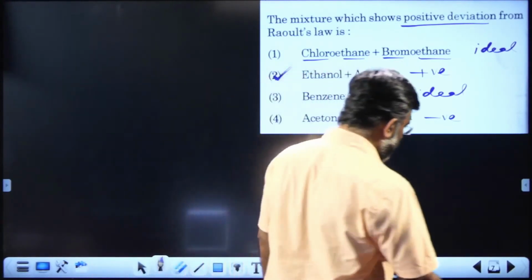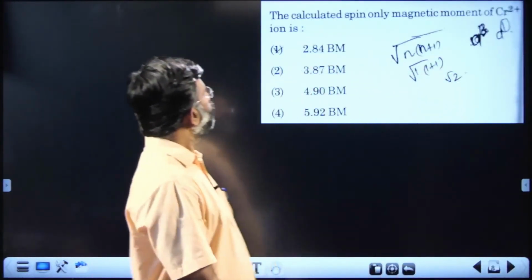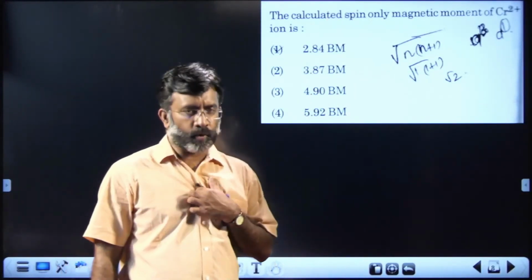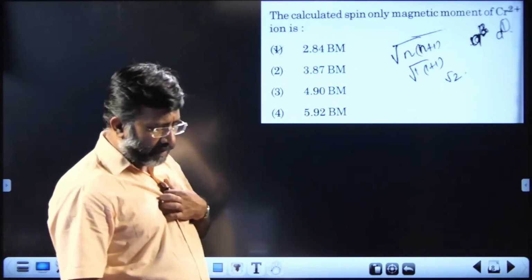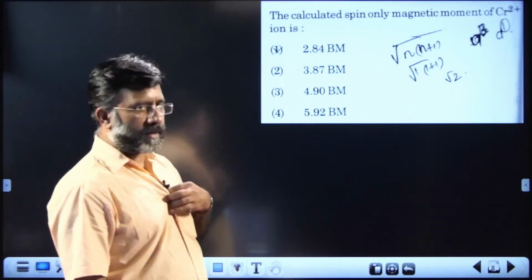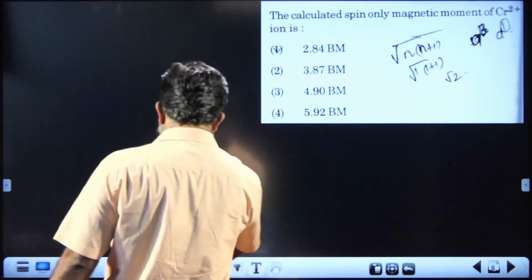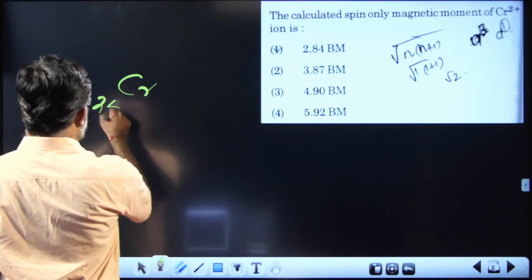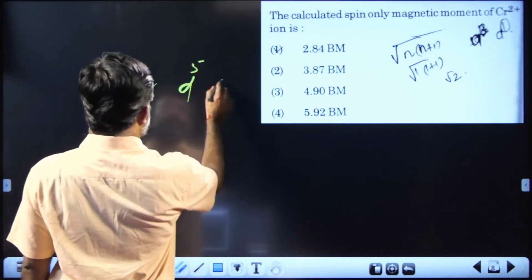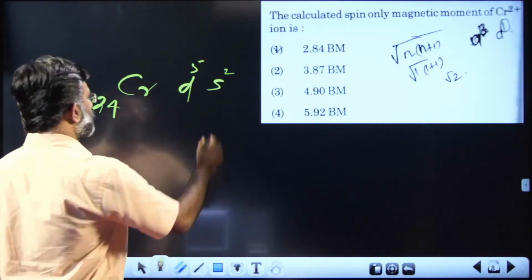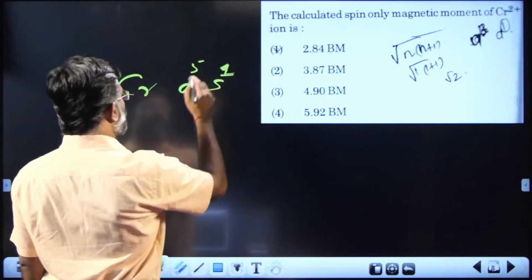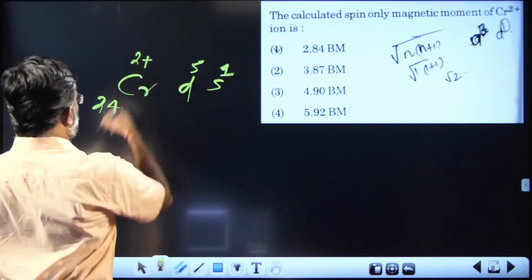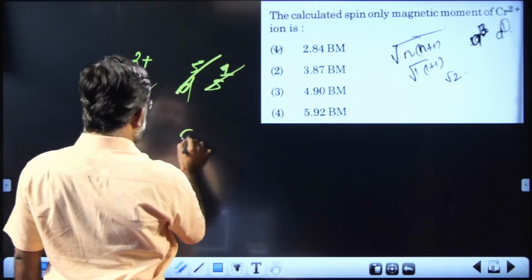Next question. Eighth question. The calculated spin-only magnetic moment of Cr2+. All of us know, chromium, atomic number 24, will go for d5 s1 configuration, the abnormal configuration. We are talking about chromium 2 plus. So it will be a d4 system.